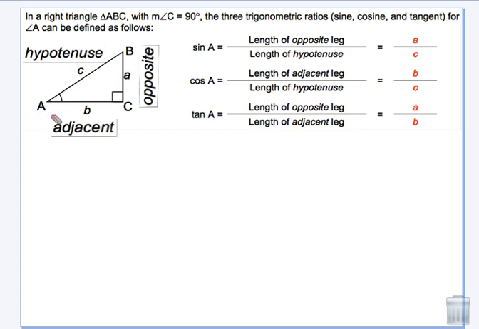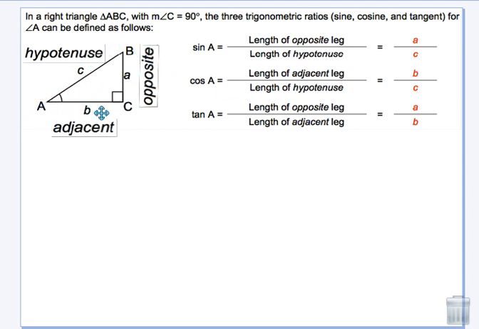Okay? So no matter what trig function you're looking for, sine, cosine, or tangent, anytime you're looking for sine, you're going to do opposite over hypotenuse. Cosine is adjacent over hypotenuse, and tangent is opposite over adjacent.